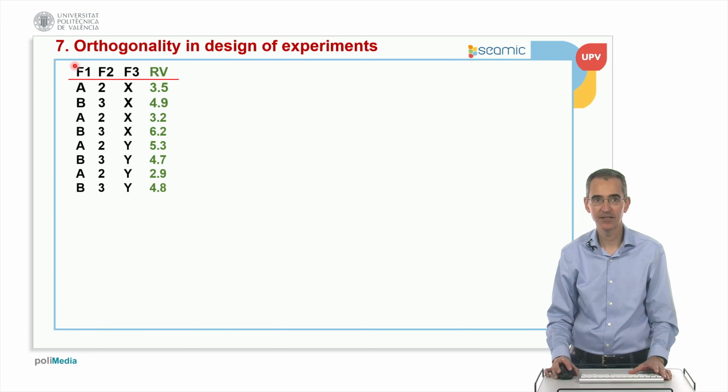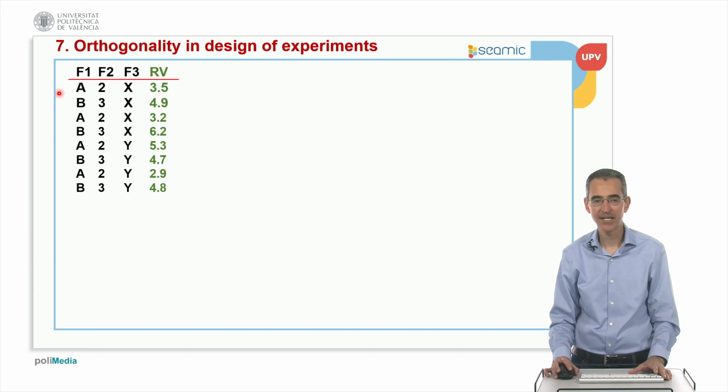Okay, we have one factor which is tested with two variants, A and B. For example, imagine that this is like two types of catalyst. Imagine that we have a second factor which can be like the pressure. We have pressure equal 2, pressure equal 3, and then we have this third factor which can be like two different kinds of suppliers or raw materials.